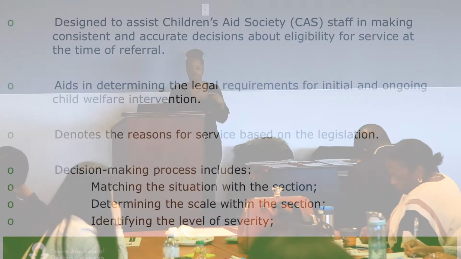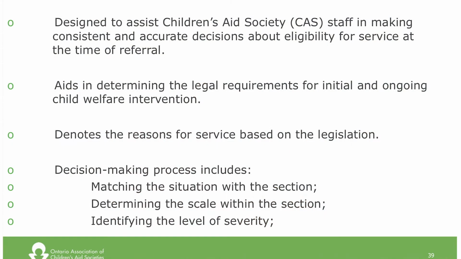So the eligibility spectrum is designed to assist child welfare in how we do our work, and it helps in the decision-making process of why we're going out. It's a consistent and accurate decision about the eligibility for service. There are 3 levels of service: severe, moderate, not severe, and then there is below the line. There's no real line, but if these are the type of concerns, then we don't get involved, because there's no protection issue to the child.